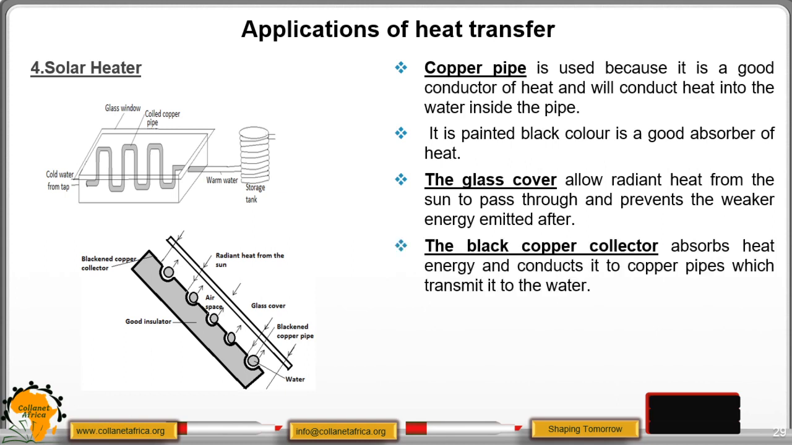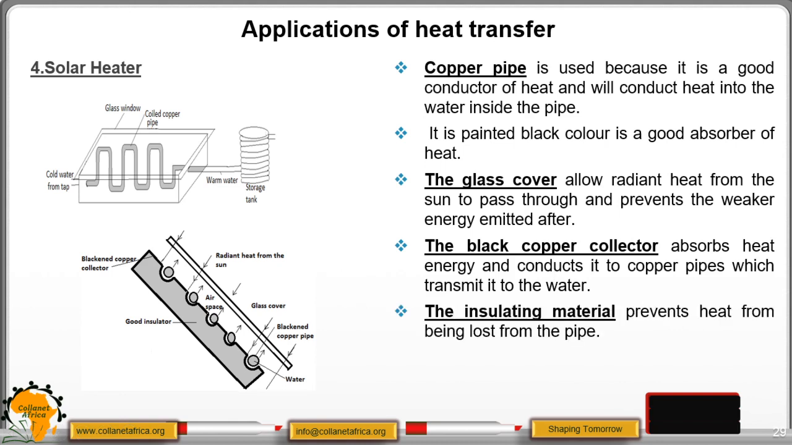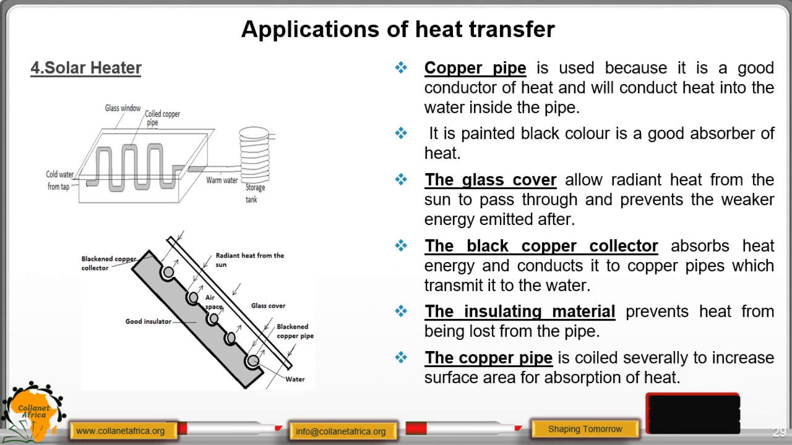Then we have the black copper collector. Now this black copper collector, as you can see, is black because, one, black is a good absorber of heat, and then it is made up of copper because copper is also a good conductor of heat, and therefore it's able to transmit that heat into water. Then we have insulating material. The insulating material prevents the heat loss from the pipe. That way heat is maintained in our pipe, so that the heat reaches the water. Then we have that the copper pipe is coiled several times.